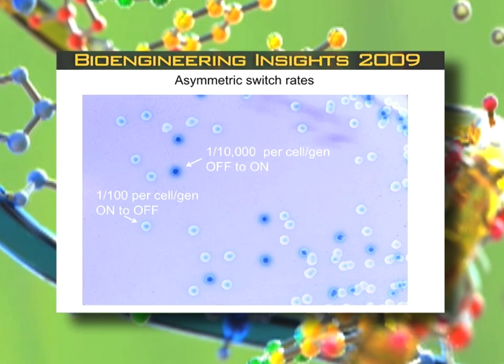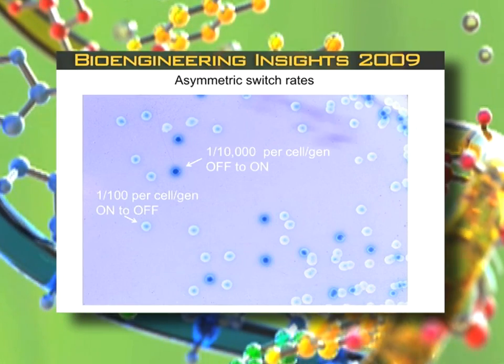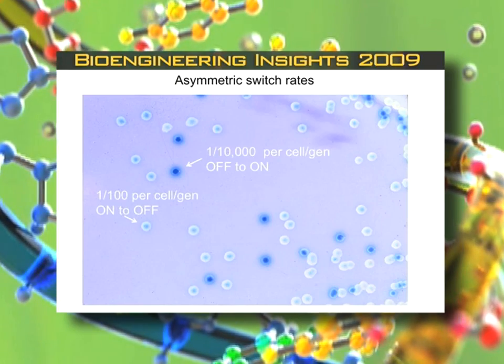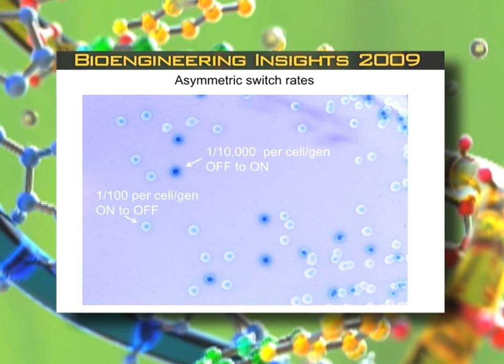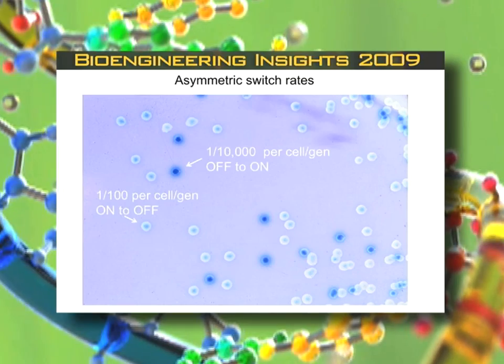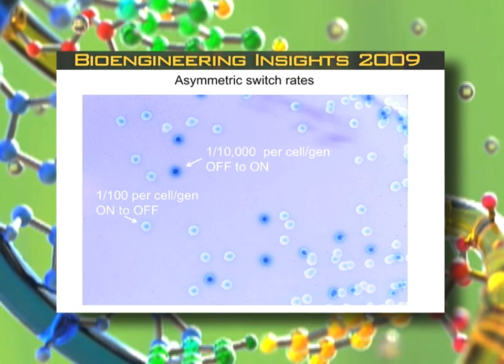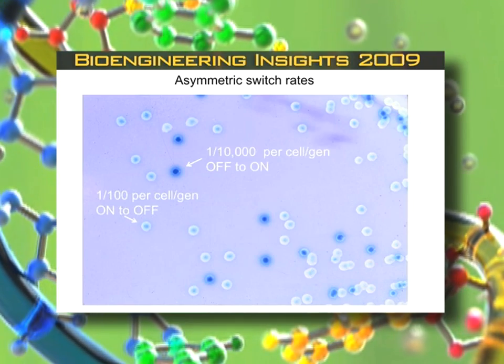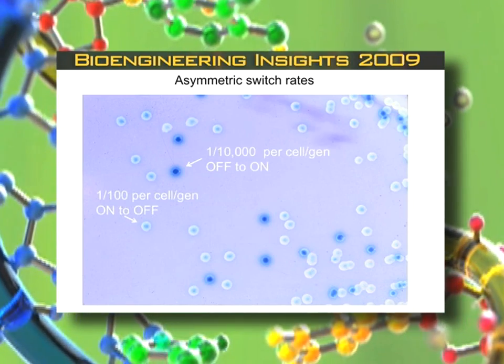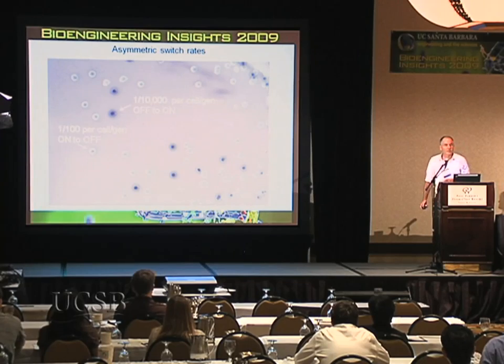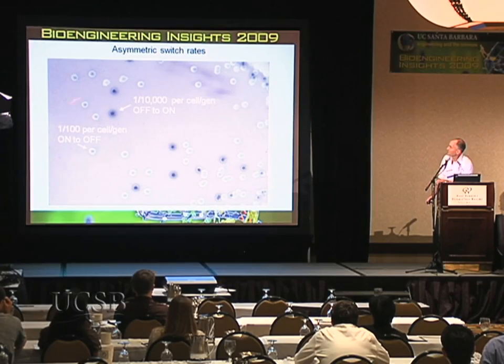For many years, this is the way that we would analyze switching and switch rates. So the switch rate from off to on, which we'll be talking about primarily in this talk, is 1 out of 10,000 per cell per generation, which is very low. The switch from on to off is 100-fold higher, at 1 out of 100 per cell per generation. Currently, we use fluorescence-activated cell sorting with green fluorescent reporters to look at the switch, but this is still very valuable as a genetic tool.